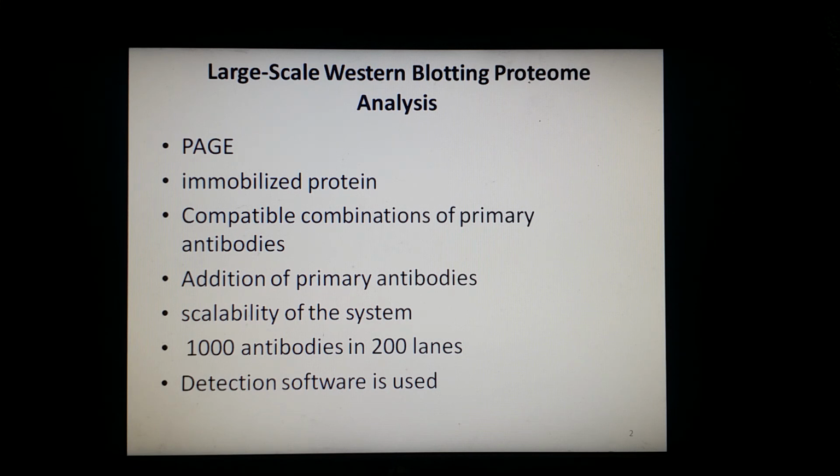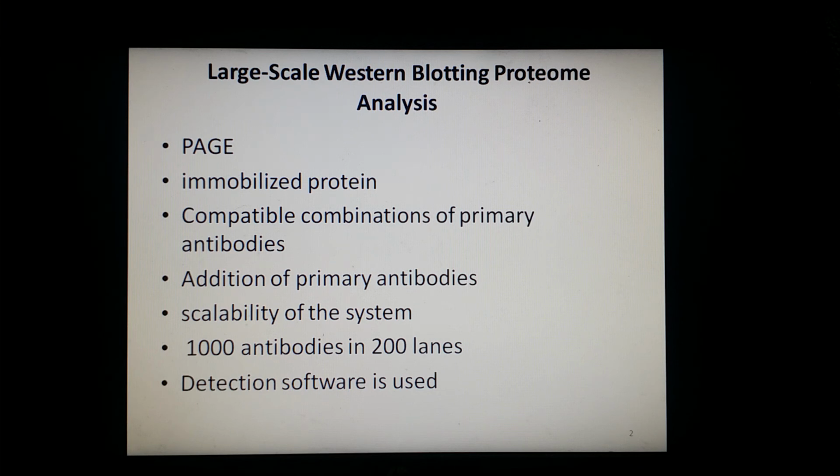So a large well is created and used to separate a sample by PAGE, and then lanes are created on the membrane that contains the immobilized protein. Then the compatible combinations of primary antibodies are predetermined, on the criteria of being able to identify proteins that do not co-migrate. So basically the criteria here is that you have to identify the proteins that do not co-migrate, and co-migrate means that they do not migrate together.